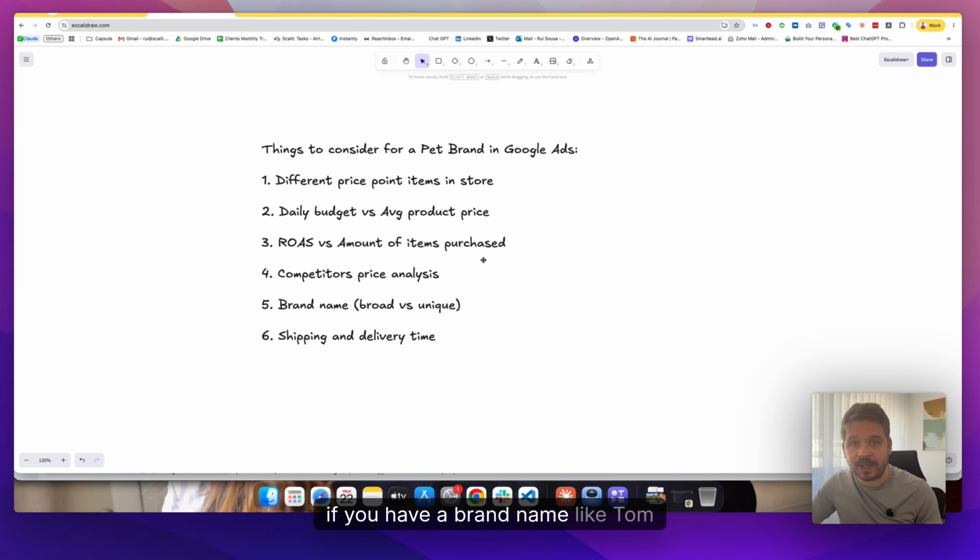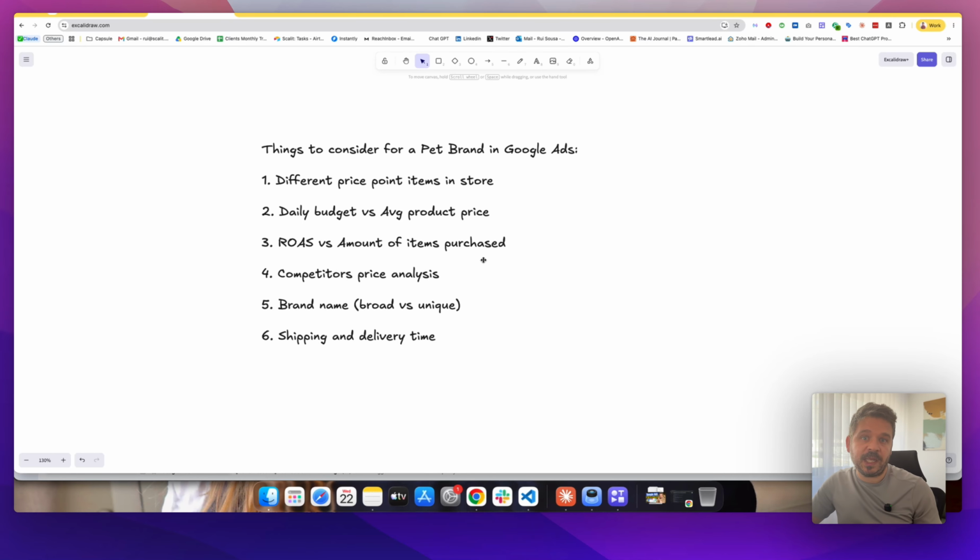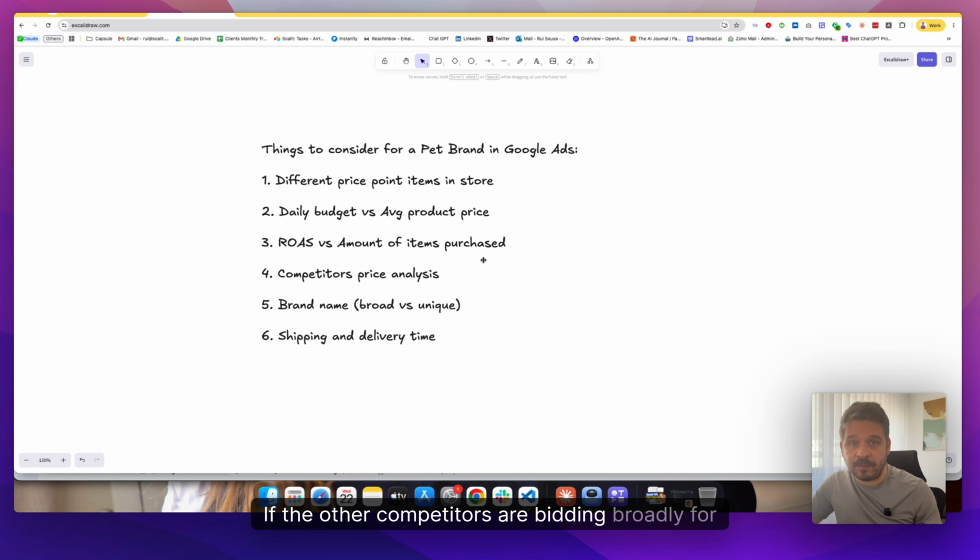For example, if you have a brand name like Tom Pet Shop, and other competitors are bidding broadly on pet shop, they may appear above you if they are spending more, for people who are actually looking for Tom Pet Shop. Those competitors are then stealing warm clients from you, because people looking for your brand name have already seen your website and your social media, you've already spent time educating them on your brand, and now they are getting stolen by the competitors. So that's something really important you need to understand.